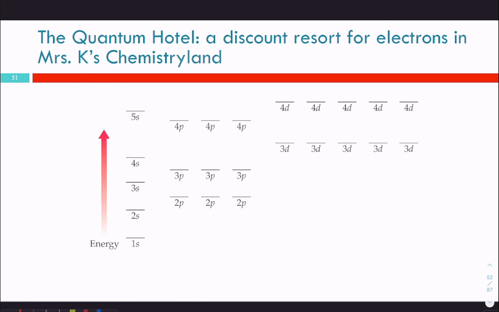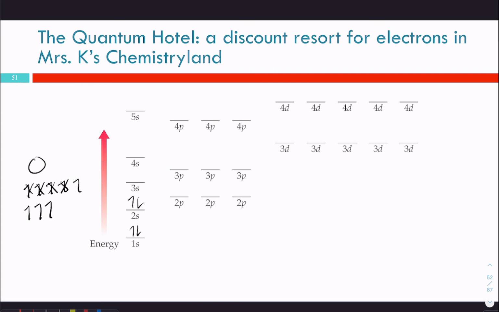So if we're filling in electrons, let's do oxygen. So we've got 8 people who are coming to stay at Mrs. K's Chemistry Land. And so we start filling them and checking them into rooms. Hotel's currently empty, so we put the first 2 people in the first room. They have to share a bed. The second 2 people, I guess I should cross these out, get the second floor room, which is 2S.